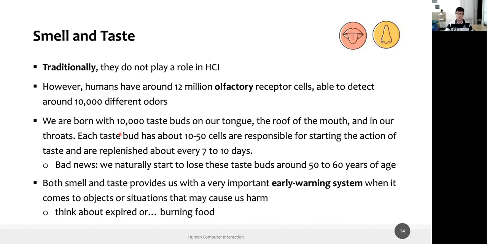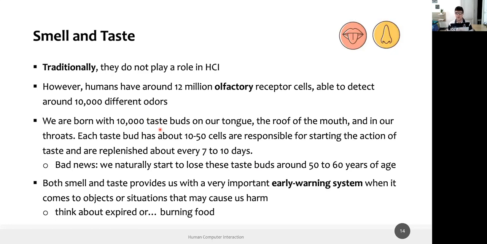Similarly, for taste, we have around 10,000 taste buds on our tongue and in the mouth in general. And each of these taste buds has about 10 to 50 cells that are responsible for starting the action of taste, recognizing in the process what we are tasting. And these cells are also renewed every 7 to 10 days. So it's not something that is fixed there, but it's something that is renewed every week or 10 days. However, differently from the receptor cells that allow us to recognize 10,000 odors, we are able to recognize a little bit less than 10,000 different tastes. And these taste buds start to decrease, we start to lose them naturally around 50, 60 years old.